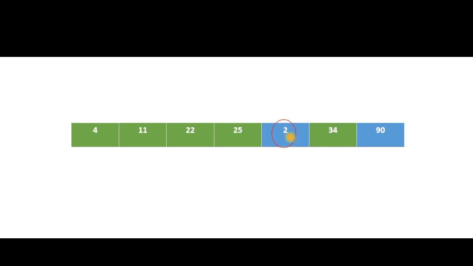Okay, so 25, is it smaller than 2? Yes. Okay. 22, is it smaller than 2? Yes. 11, is it smaller than 2? Yes. 4, is it smaller than 2? Yes. Then 2 is in the right position. So in this way it is sorted. And then finally 90, is it smaller than 34? No. So sorted. So this is actually called insertion sort.